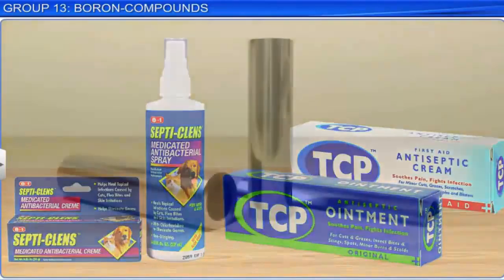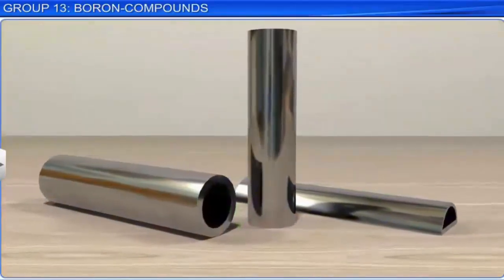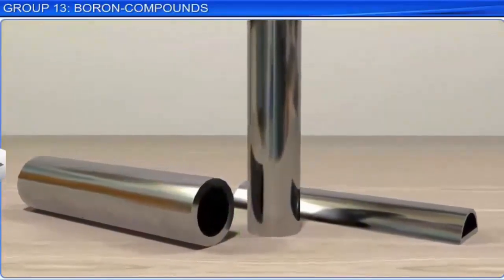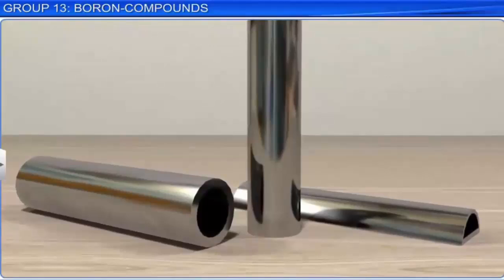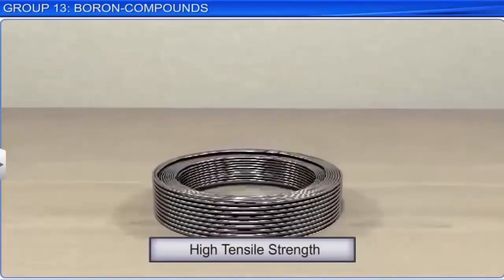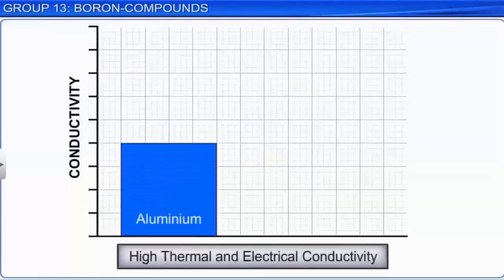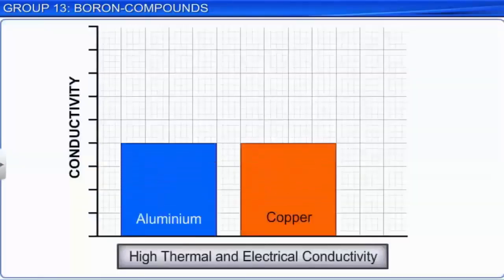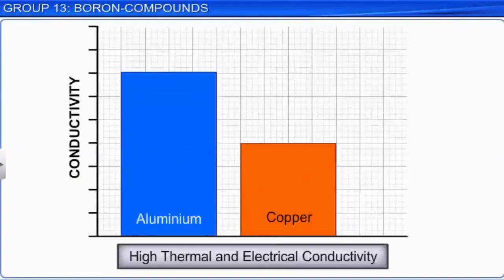Let's turn our attention to the properties of aluminium. Aluminium is a bright silvery white metal. It has a high tensile strength. It also has high thermal and electrical conductivity. In fact, its electrical conductivity is twice that of copper when compared on a mass to mass basis.